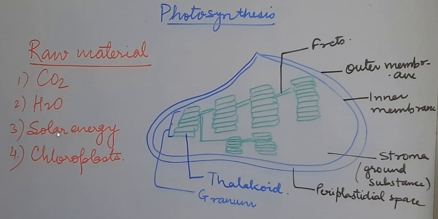The definition which is given in the book, you can learn from there. It is a process by which living plant cells containing chlorophyll produce food substances, glucose and starch, from carbon dioxide and water by using light energy, that is called photosynthesis. And in this process there is a byproduct which is formed during photosynthesis.